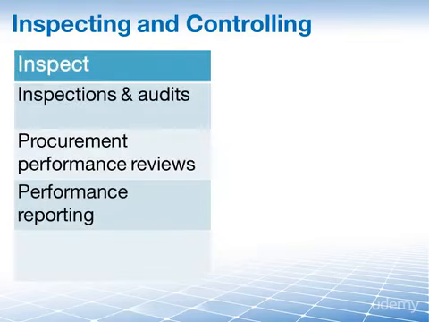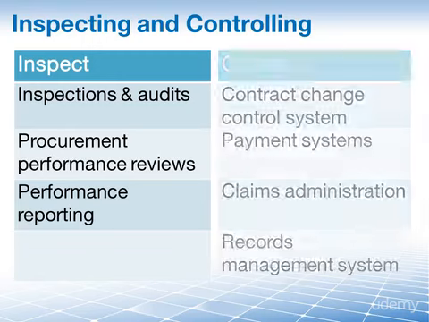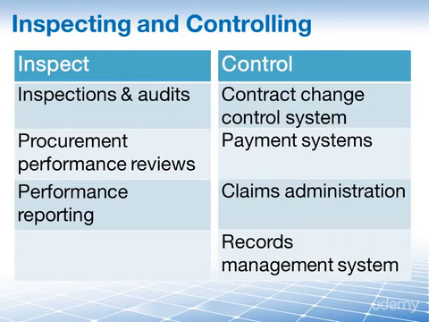And here are these 2 broad categories of inspecting and controlling. On the left-hand side, we have those that fall under inspecting. We have inspections and audits, we have the procurement performance reviews, we have performance reporting, and then on the right-hand side, those that fall under controlling: the contract change control system, the payment systems, claims administration, as well as the records management system. So let's begin with the first 3 there, the inspection tools and techniques, which are inspection and audits, procurement performance reviews, and performance reporting.